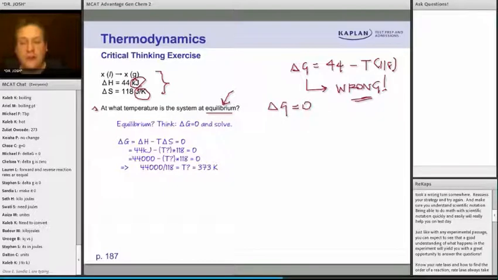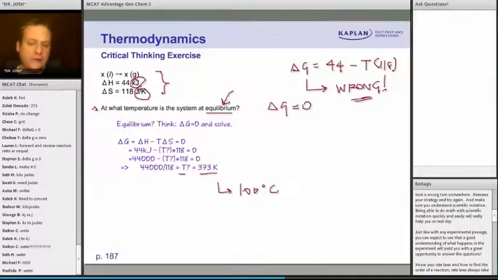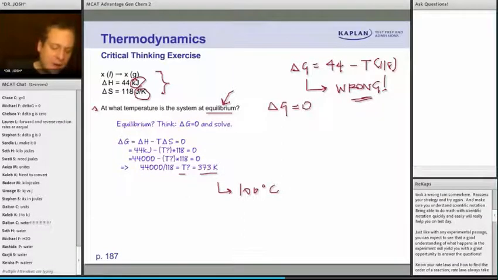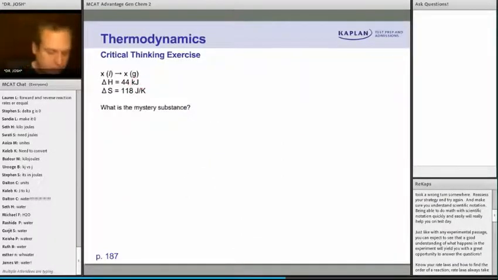MCAT makes sure you're paying attention to units. MCAT makes sure that as med students, we pay attention to the details. As doctors, we're going to realize the importance of not just rushing through it. So we've got to make sure to convert. So in reality, we have 44,000 joules. And if we solve for temperature, it's 373 Kelvin or 100 degrees Celsius. So the last question asks us to determine what is this mystery substance by which we have encountered?